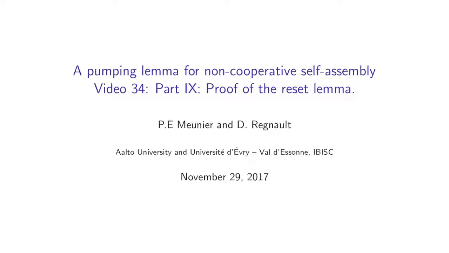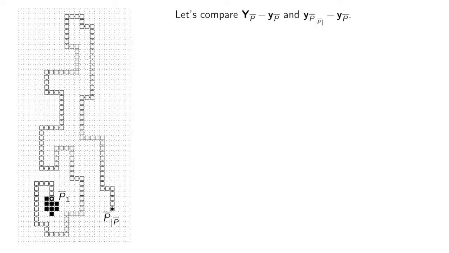This is video 34. In this video, we give the proof of the reset lemma, which is the second of the 4 macroscopic lemmas. The proof is in 3 parts. We start by a preliminary result.